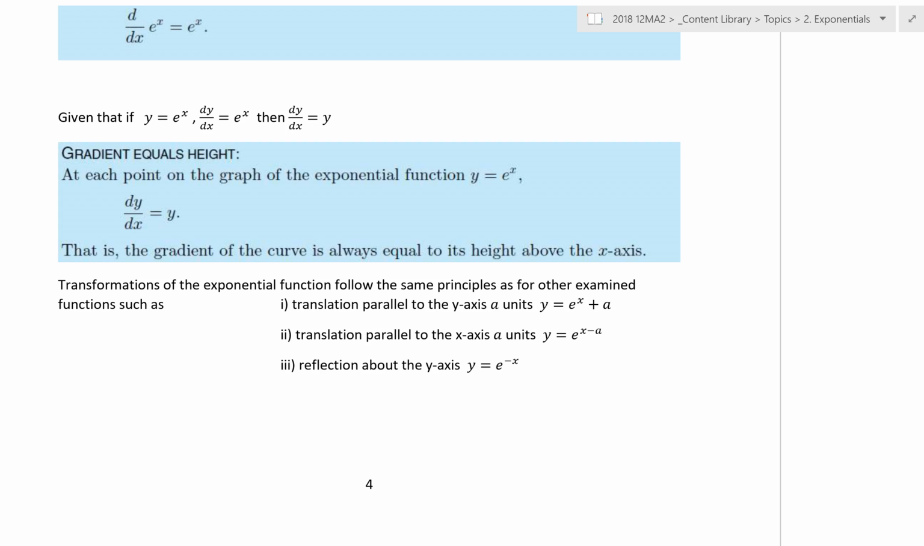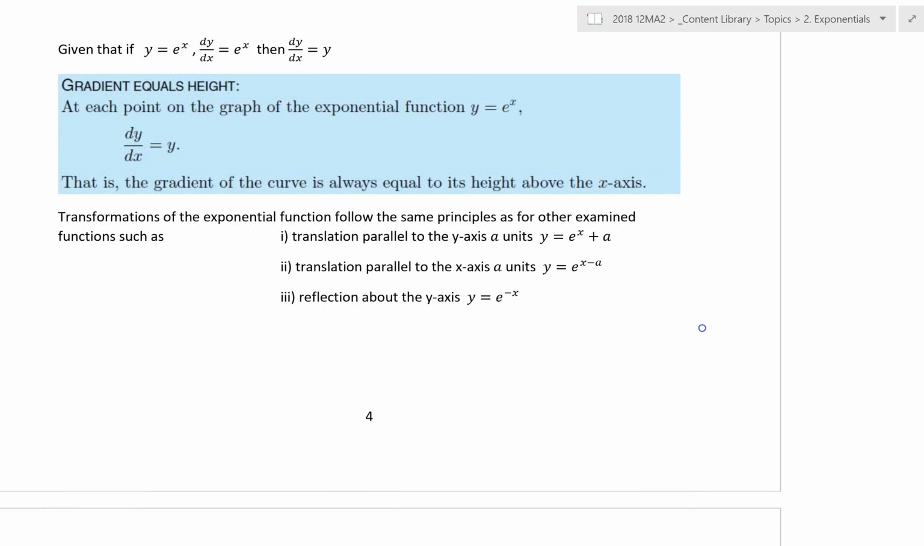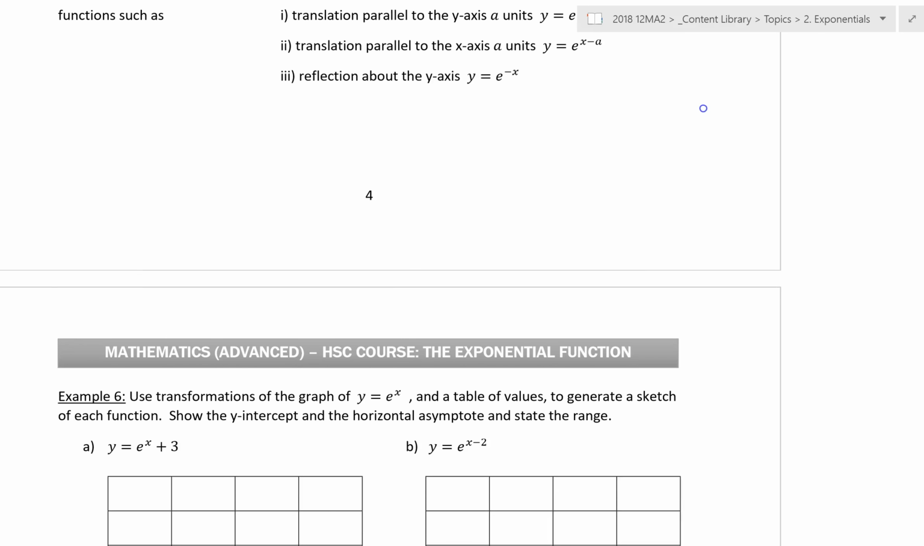We can do transformations. These work the same as the transformations that you've done in functions all the way back early in Year 11. So I can shift things parallel to the y-axis, I can shift it parallel to the x-axis, I can reflect it in the y-axis, I can reflect it in the x-axis if I want to. So we can do those things here.